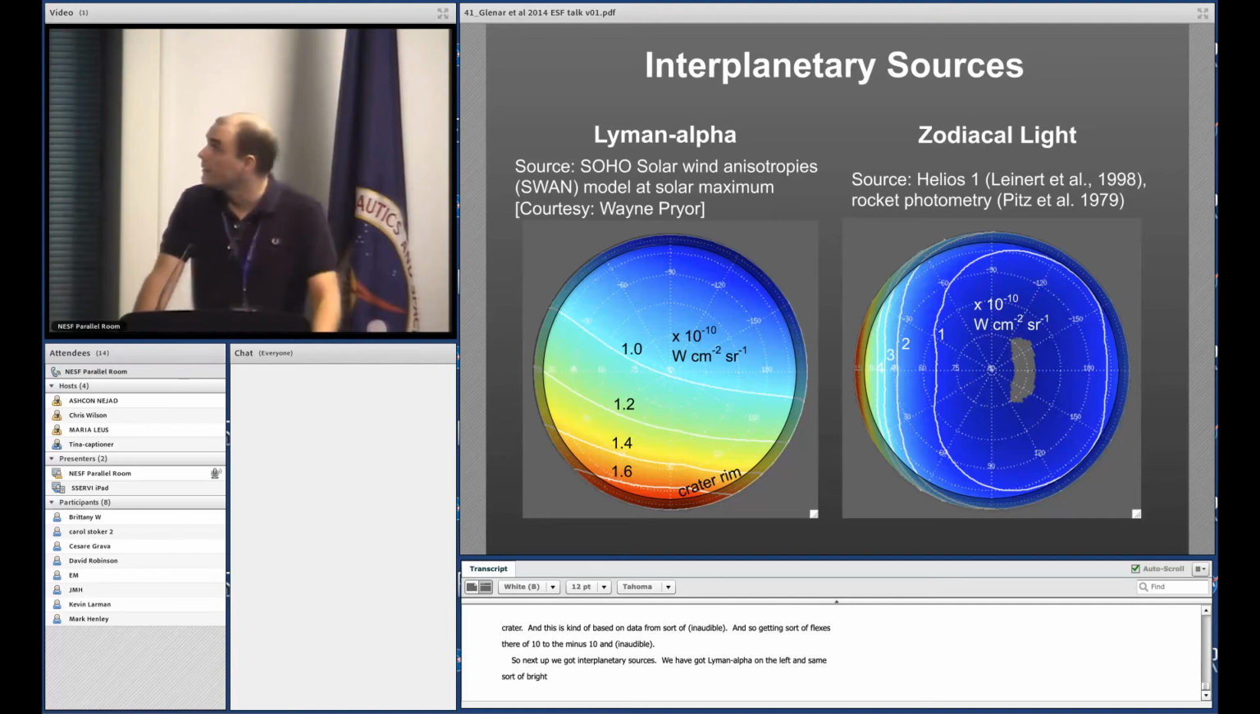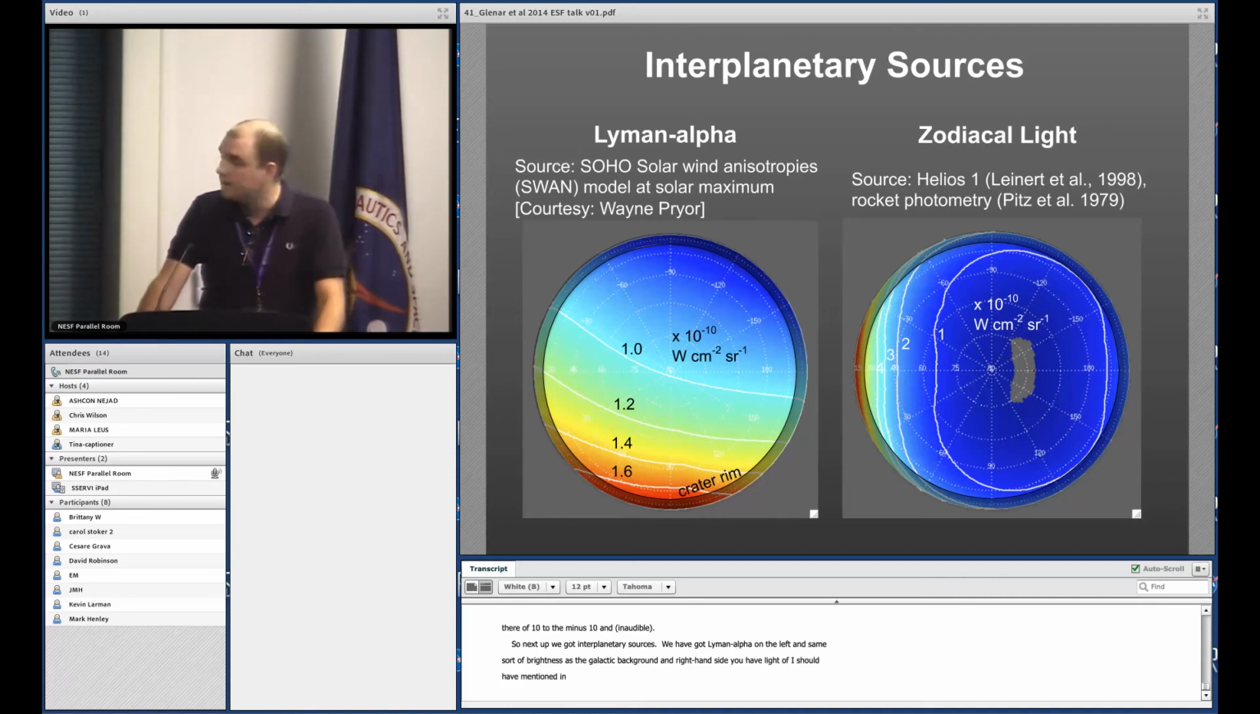So next up, we've got other interplanetary sources. We've got Lyman Alpha on the left, and again, that would tend to rotate in the sky over the period of a year. That's the same sort of brightness as the galactic background. Then on the right-hand side, you've got zodiacal light.